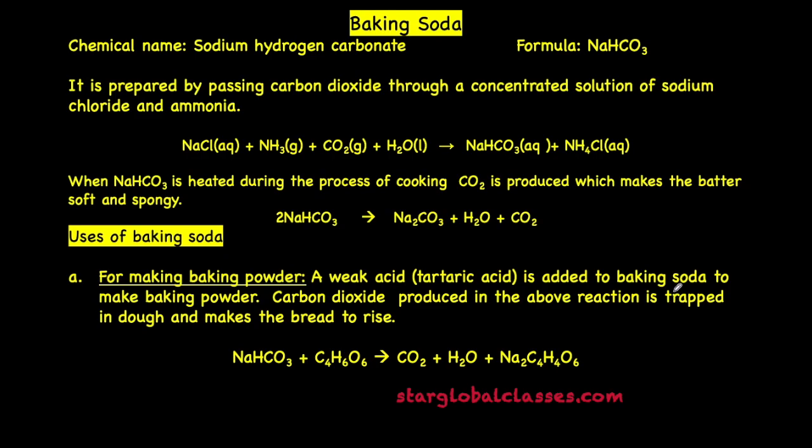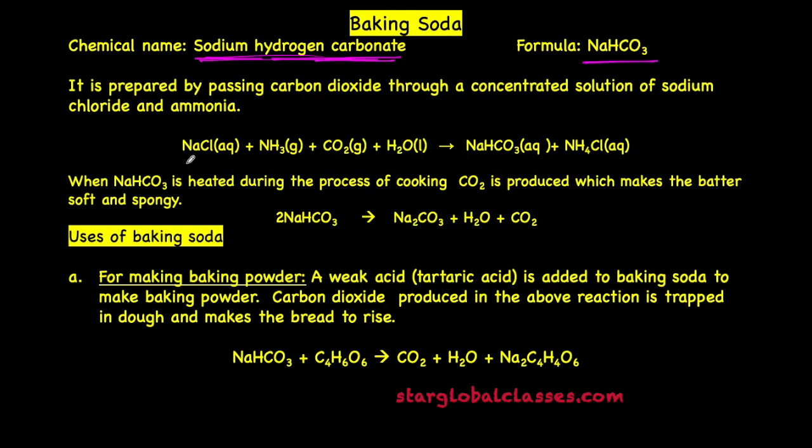Baking soda. As I said, you have to know the name of the compound, plus the formula of the compound, the chemical reaction, the chemical equation, how they are made, and what their uses are. Baking soda is actually sodium hydrogen carbonate, its chemical name. Its formula is NaHCO3. How do we make this NaHCO3, sodium hydrogen carbonate?